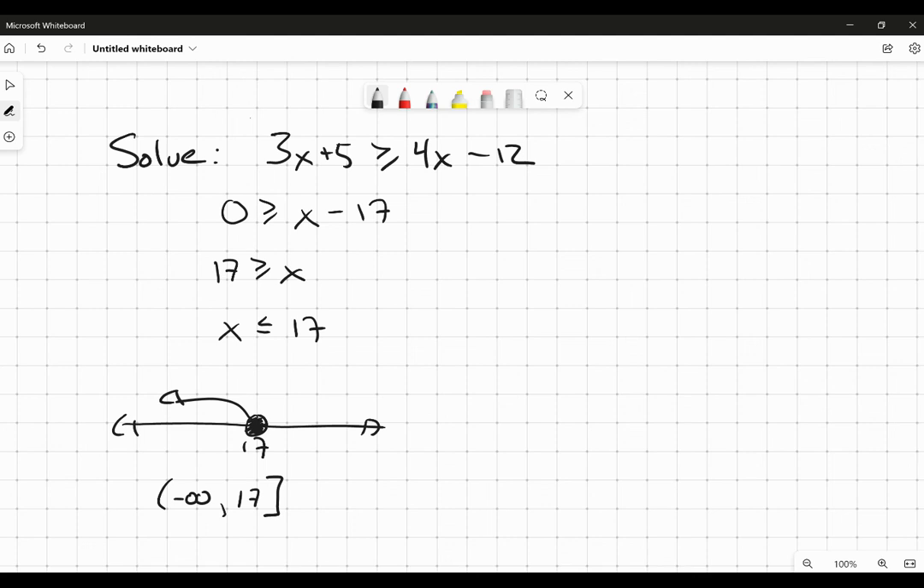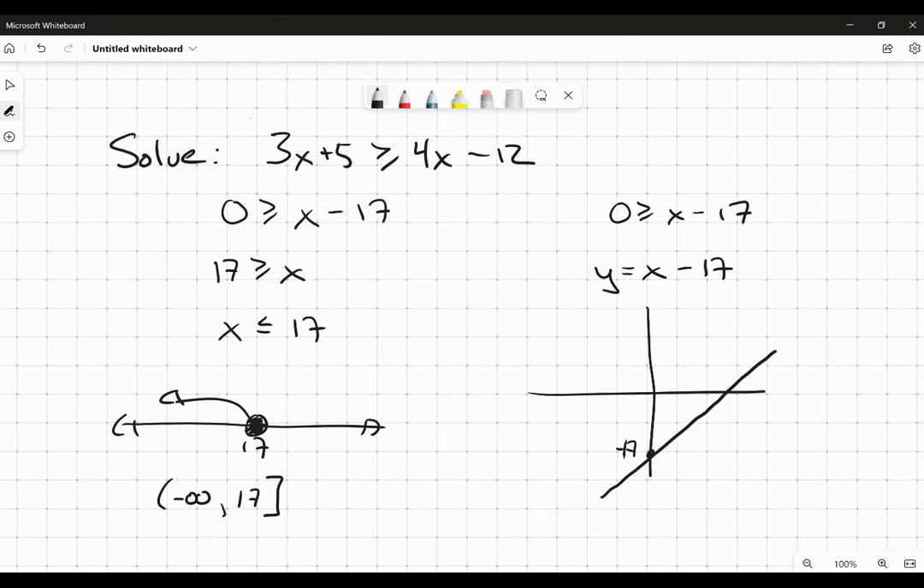Now, another way of doing this is I bring everything over to that one side there. And now I've got this expression right here. I could think of this as a line, and the line specifically is y equals x minus 17. And I'm going to graph that. That's going to be a graph that's got a y-intercept of negative 17, so way down here. And it's got a slope of 1. It's going to go up like this, which means it's going to hit the x-axis here at positive 17.